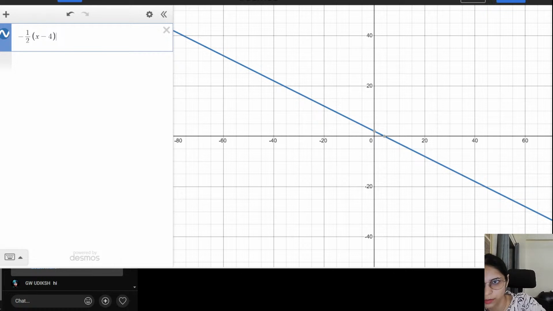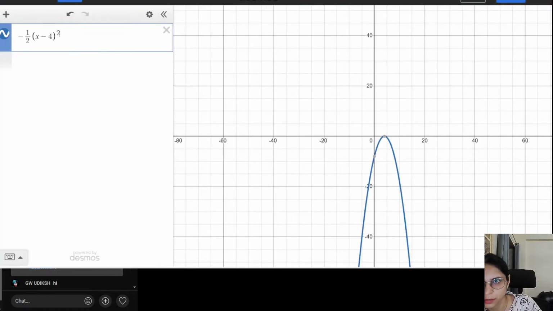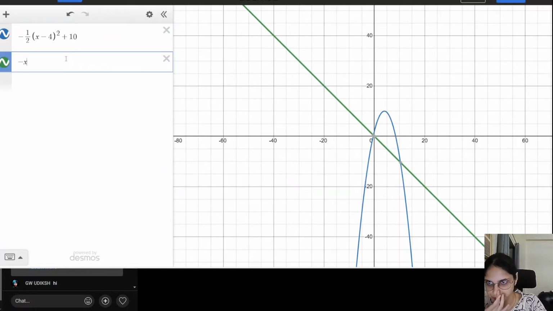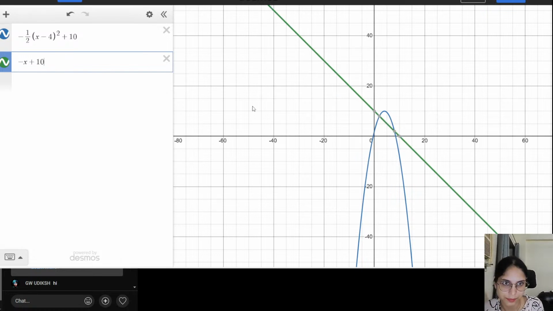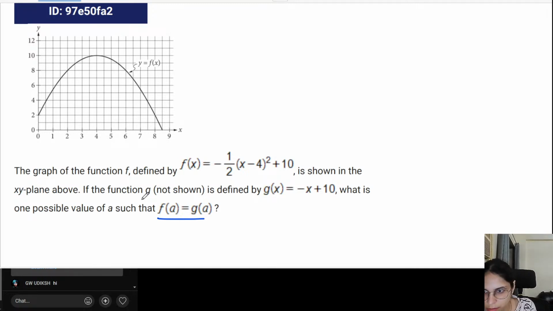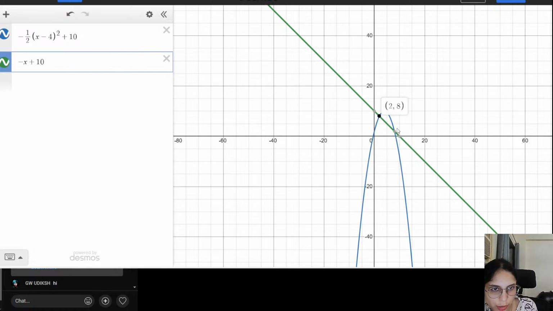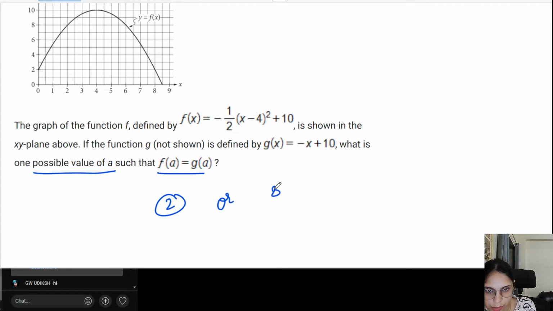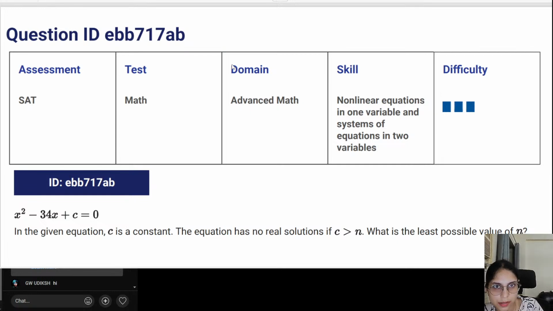x minus 4 whole squared plus 10, negative x plus 10. Anything given about a? One possible value, it could be anything. So a could be 2, a could be 8. So 2 could be answer or 8 could be answer, because f of a is equal to g of a, that means point of intersection. And we have simply used Desmos. Moving to next one is 39.